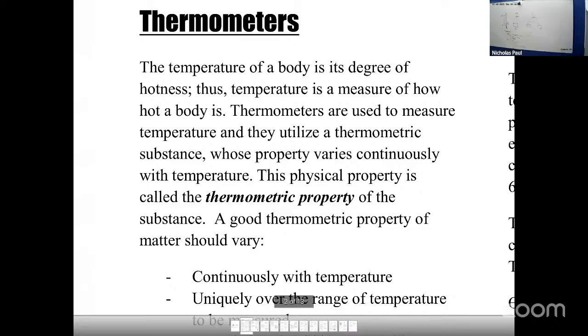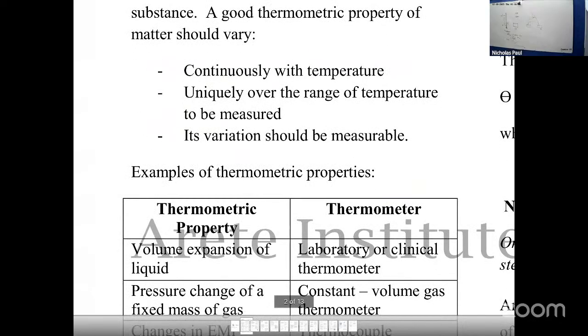A good thermometric property should always vary continuously with temperature, uniquely over the range of temperature to be measured, and it must be measurable. You don't want something to expand and you can't measure it. Imagine you're heating the mercury here and it's not expanding, or it's expanding by such a small value that we can't read it off. Then it's useless. So it must be measurable and vary continuously with temperature.